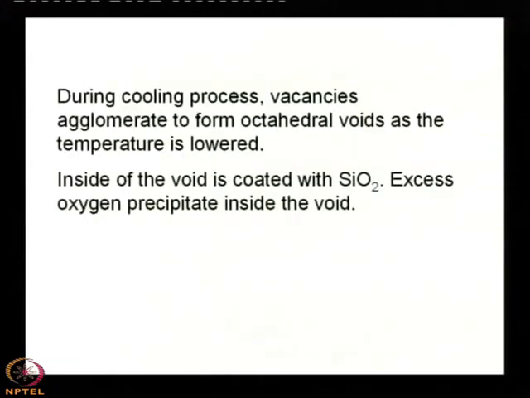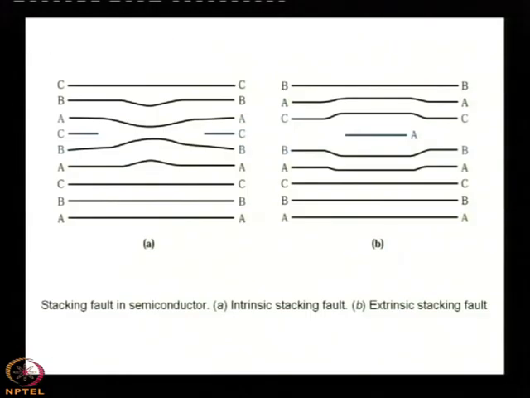Then other types of defects are there. One is the stacking fault type of defect. Stacking fault means that in a crystal matrix the layers are organized in this manner: C B A, C B A, C B A, and one layer is missing, layer C is missing. If layer C is missing, it is known as a stacking fault; one layer is missing.